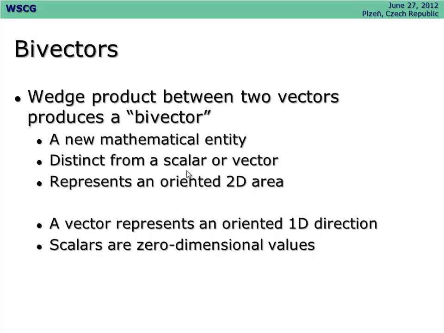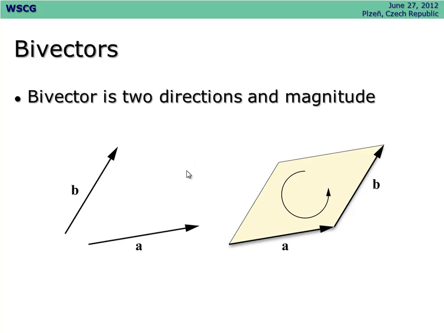And it represents an oriented 2D area. So imagine a sort of planar object in space whose area is given by the parallelogram whose sides are the two input vectors. And its orientation represents the plane in which the two input vectors lie.